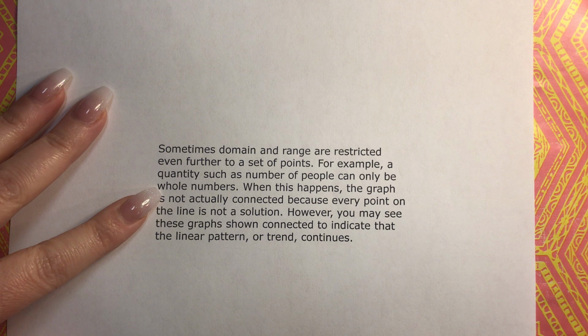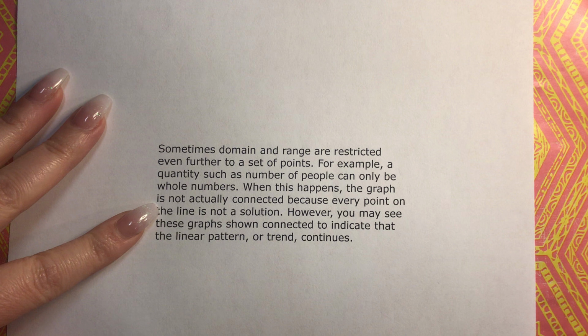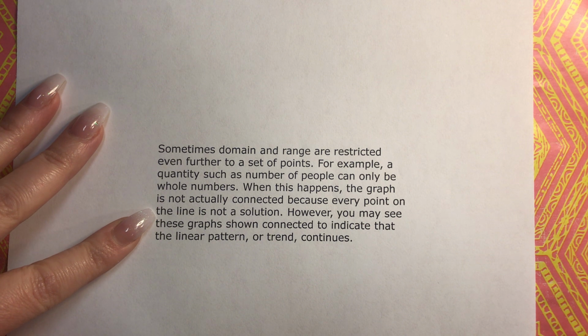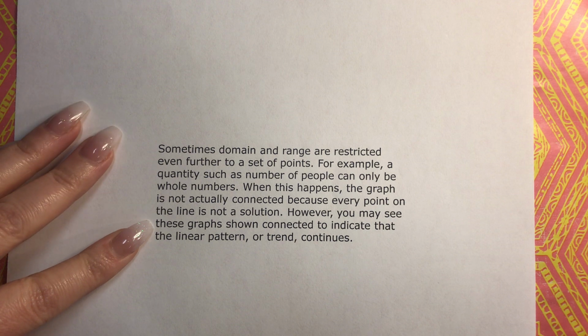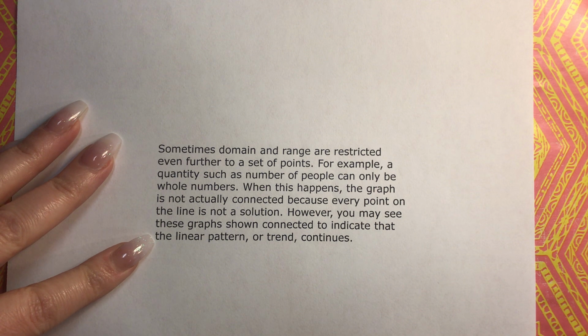So for example, a quantity such as the number of people can only be whole numbers. You can only have like 1, 2 people. You can't have 2.5 people, all right? So only whole numbers. When this happens, the graph is not actually connected because every point on the line is not a solution. However, you may see these graphs shown connected to indicate that the linear pattern or trend continues.